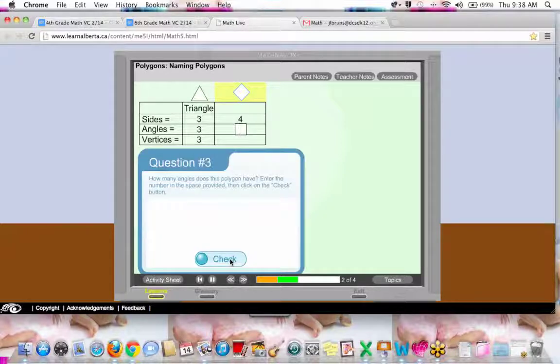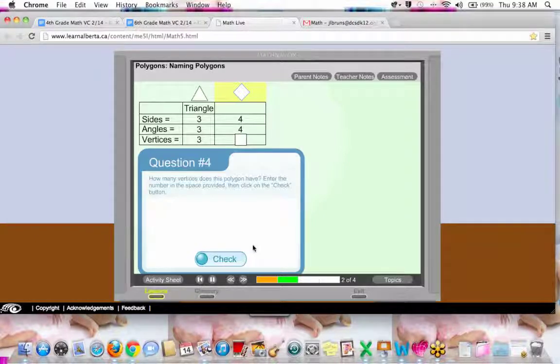Correct. How many angles does this polygon have? Enter the number in the space provided, then click on the check button. Okay, how many angles does it have inside? It has 4. Perfect. You can see 4 different angles.